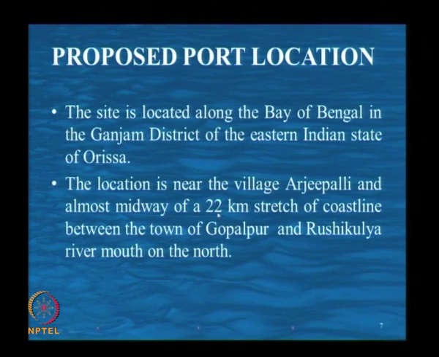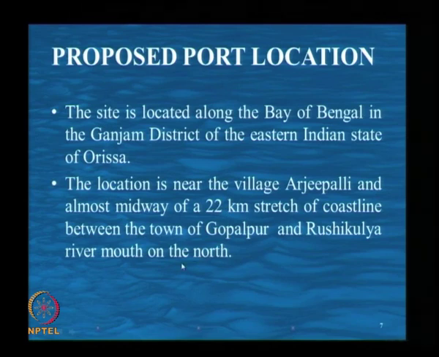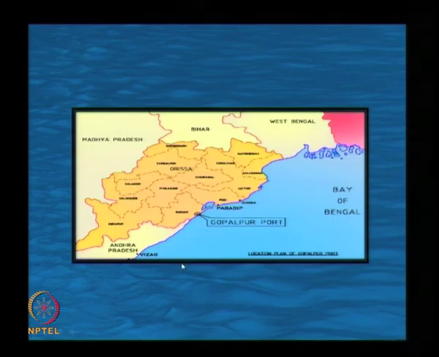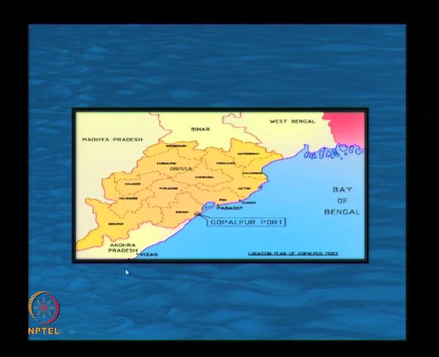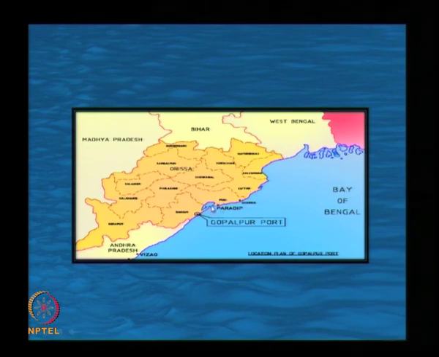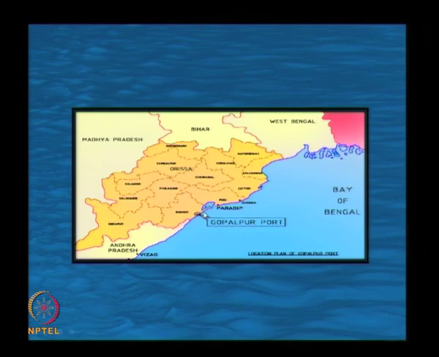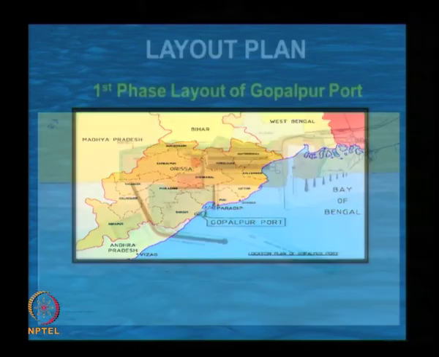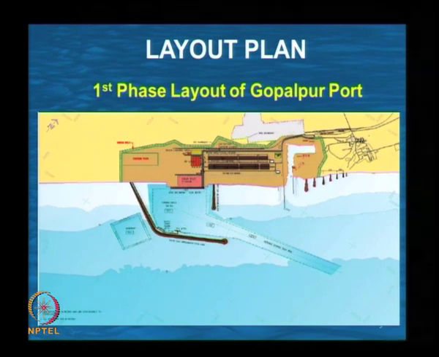We have to study the coastline for about 22 km between the port location and a river mouth called Rishikulya river mouth. So, this is the port, this is the Orissa state, this is the AP state, the port is somewhere here, this is the Chilka lake. This is very close to the Andhra border. We want to study about 22 km stretch on the northern side of the port where there is the Rishikulya river.